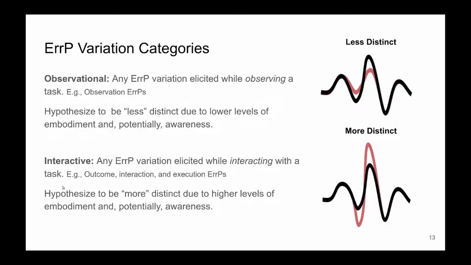The second category that we're going to be using is interactive. This is just any ErrP variation that's elicited while interacting with a task. So this encompasses a much wider variety of ErrP variations. For instance, outcome, interaction, and execution ErrPs are all included under this umbrella. We further hypothesize that this interactive category will produce more distinct ErrPs due to their higher levels of embodiment and potentially higher levels of awareness.